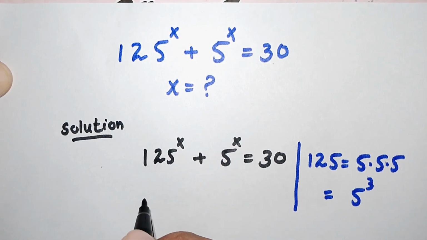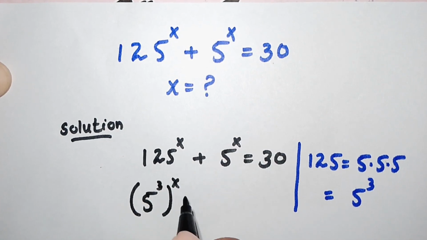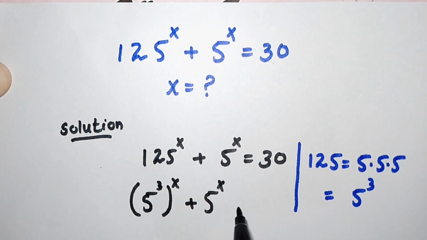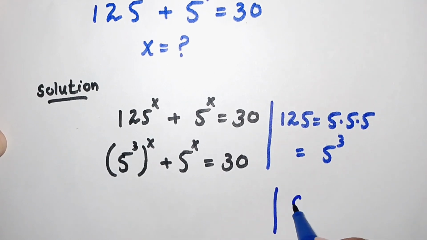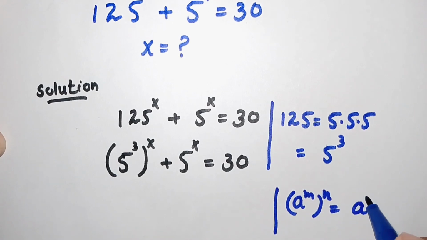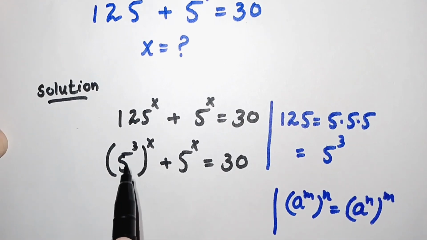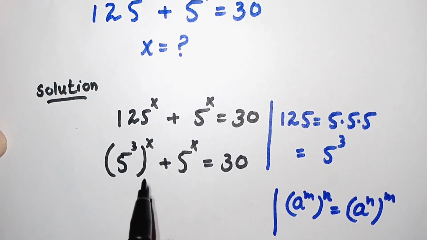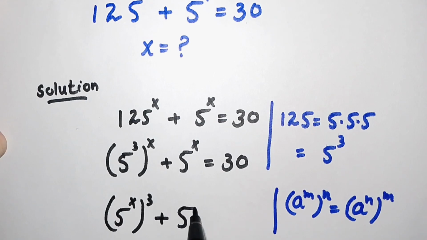So this will become (5 to the power of 3) to the whole power of x plus 5 to the power of x, which is equal to 30. Now, we also know that (a to the power of m) to the whole power of n is also equal to (a to the power of n) to the whole power of m. So here we apply this condition. This will become (5 to the power of x) to the whole power of 3 plus 5 to the power of x, which is equal to 30.